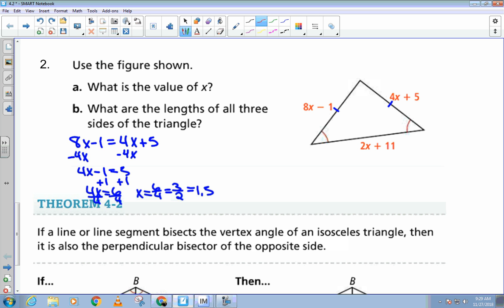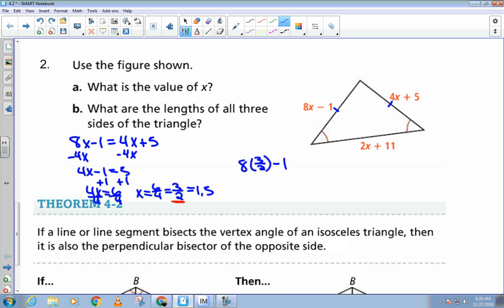I'm going to work with 3/2 just because the numbers are even, it's easy to work with. Okay? Does everybody understand how I got x? Now we got to go back and plug in, and we know that these two sides are the same, right? So I could put 3 halves in for either one. Let's put it in for this one right here. If I do 8 times 3 halves minus 1.